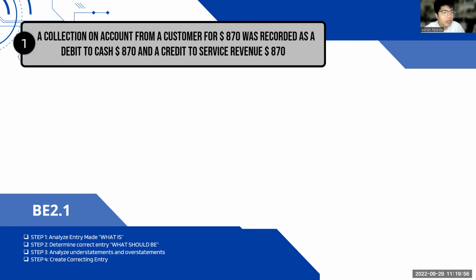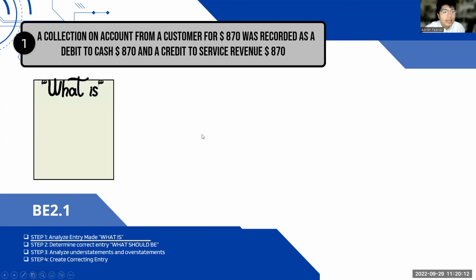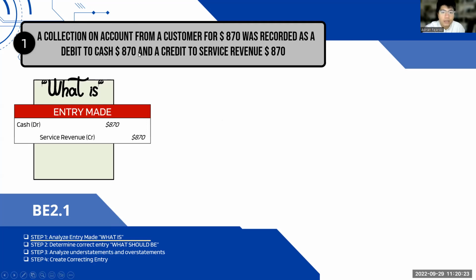Correcting entries is not something you can memorize. Correcting entries will come from analysis, right? The only way I can help you is to lay out the 4 steps in order to create your entries. So step 1, analyze the entry made. So what is the account or the entry that was made? It said that it was debited to cash 870, credit service revenue 870. So it's easy. You just create the journal entry based on the given. So debit cash 870, credit service revenue 870.